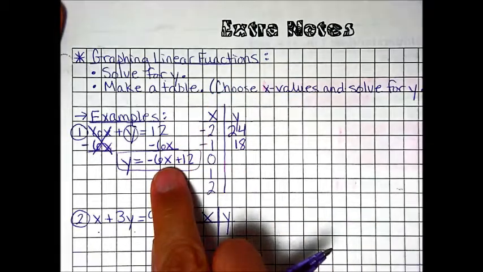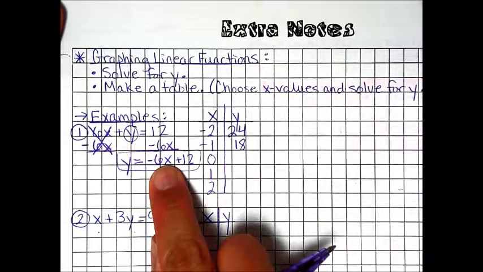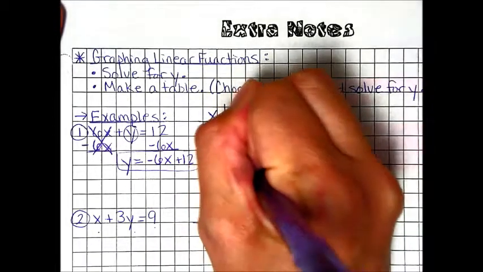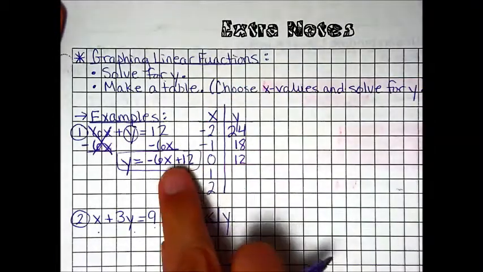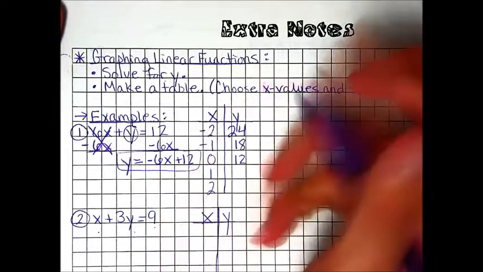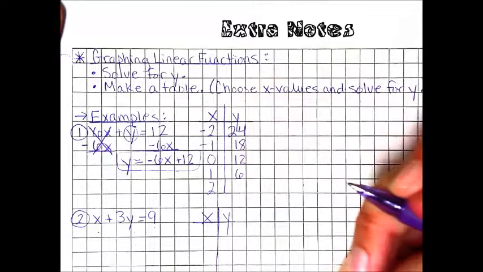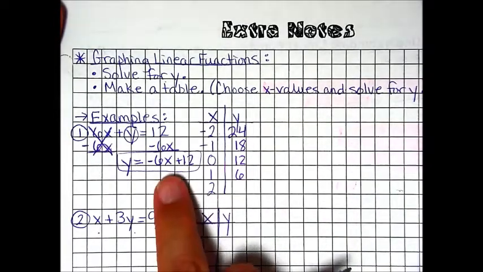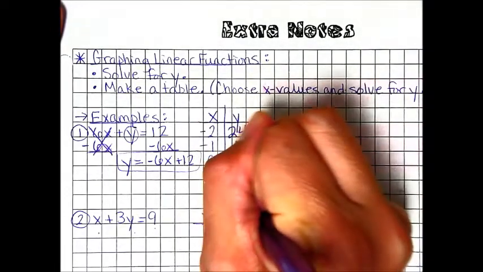If I plug in a 0, -6 times 0 is 0. 0 plus 12 is 12. If I plug in a 1, -6 times 1 is -6. -6 plus 12 is 6. And if I plug in a 2, -6 times 2 is -12. And -12 plus 12 is 0.